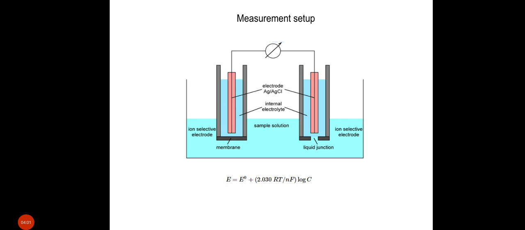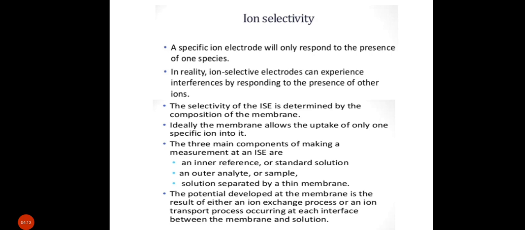This is an electrochemical cell for making a potentiometric measurement with a membrane electrode, also known as an ion selective electrode. A specific ion electrode will only respond to the presence of one specific species. In reality, an ion selective electrode can experience interference by responding to the presence of other ions. The selectivity of the electrode is determined by the composition of the membrane. Ideally, the membrane allows the uptake of only one specific ion into it.